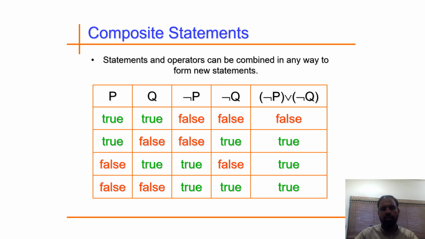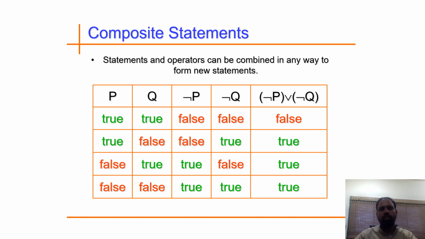If this value is true, then negation P is false. If this value is true, negation P is false. This is false, negation P is true. This is false, negation P is true.